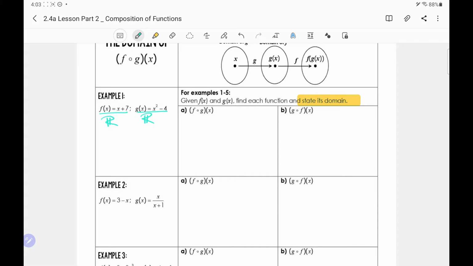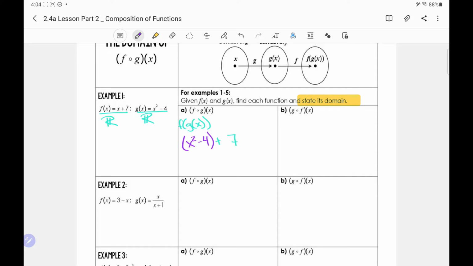So let's look at our function. What we're doing here is f of g of x. That means we're going to take g of x and plug it into f wherever we see an x. So I have x plus 7 for f of x. I'm going to write it out the first time, x plus 7. Then I'm going to erase the x and put g of x in place of that x.